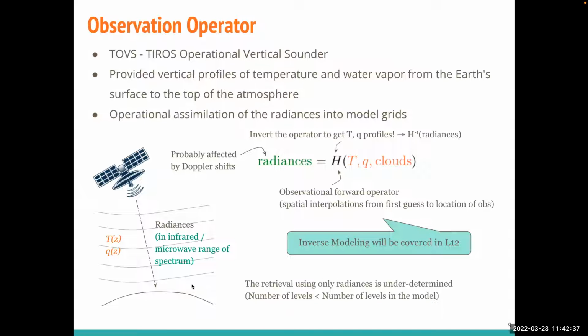We need to guess different variables for different levels here. So the number of levels should be less than the number of levels in the model. Okay, this is inverse modeling. So by the model, it's not the abstract model, it's this inverse modeling. Okay, we'll get to that in lecture 12.